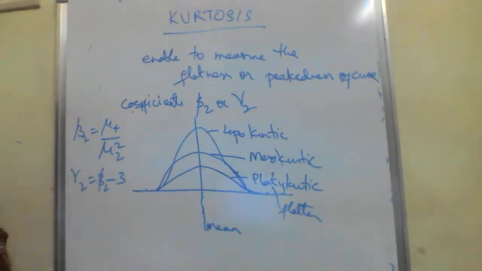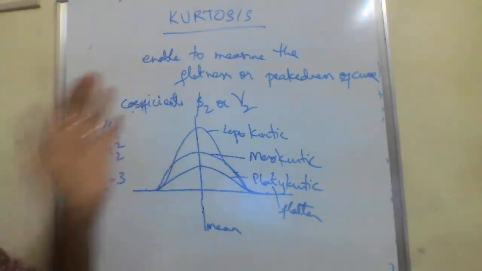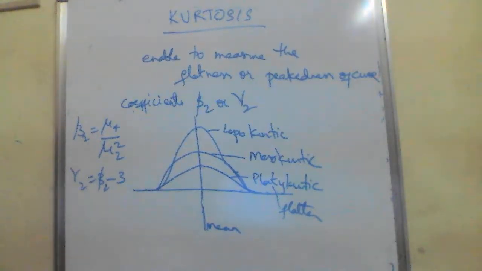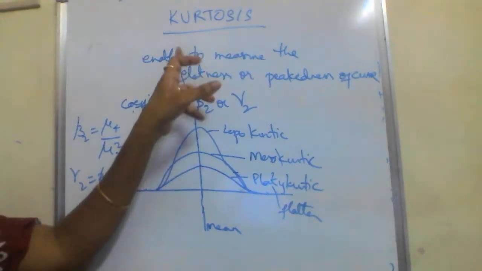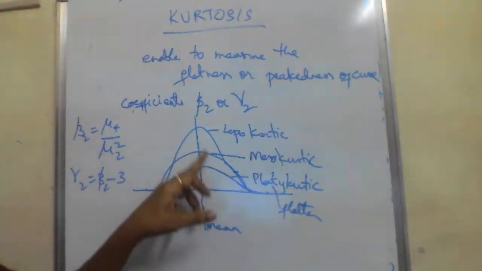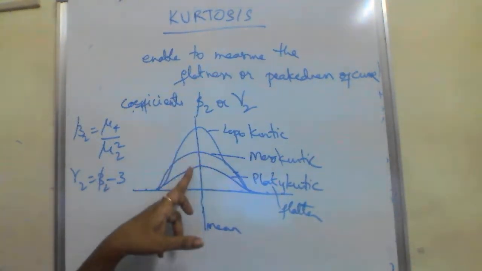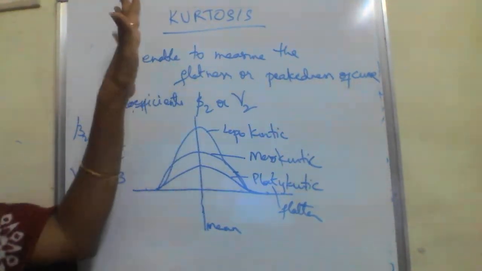Next, kurtosis. Already we have done skewness and kurtosis in the first unit, if you remember. Kurtosis is another measure of statistics for defining a frequency distribution, in addition to the central tendency, dispersion and skewness. Kurtosis enables us to measure the flatness or peakedness of the curve. If you look at this curve, you have a peak at this particular point. The measure of this peakedness is kurtosis.